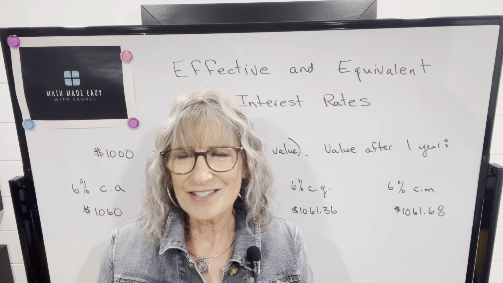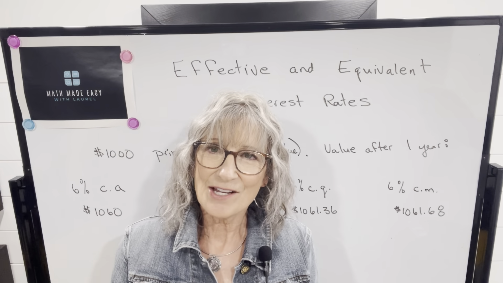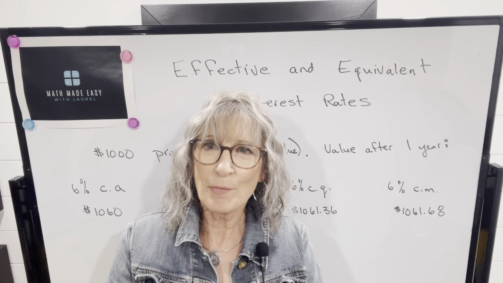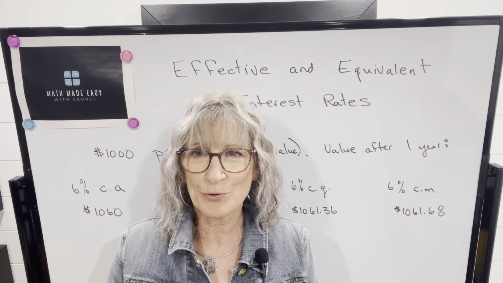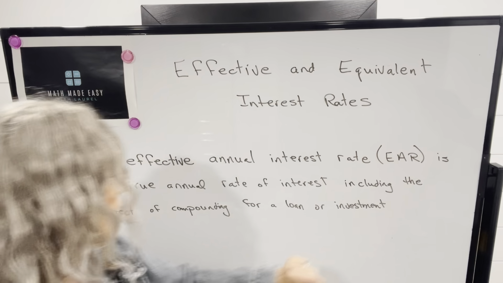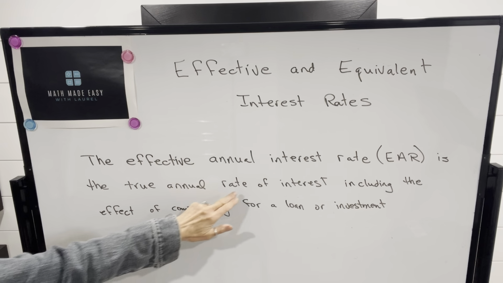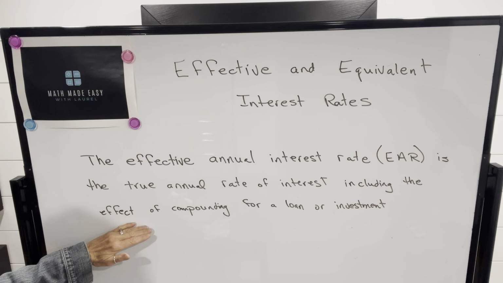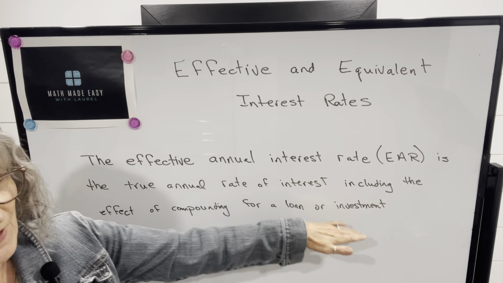Lots of letters, lots of terminology. It sounds confusing because of the letters, but I'll remind you what each rate is as we go through the examples. The definition for the effective annual interest rate, also called EAR, is the true annual rate of interest, including the effective compounding for a loan or investment.